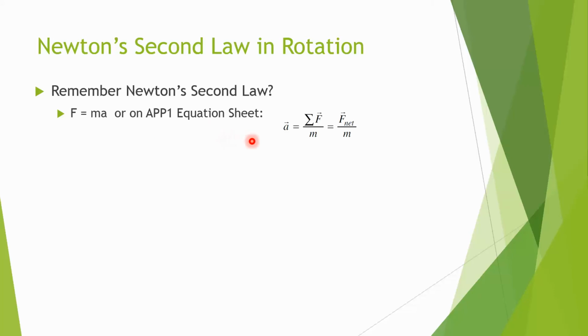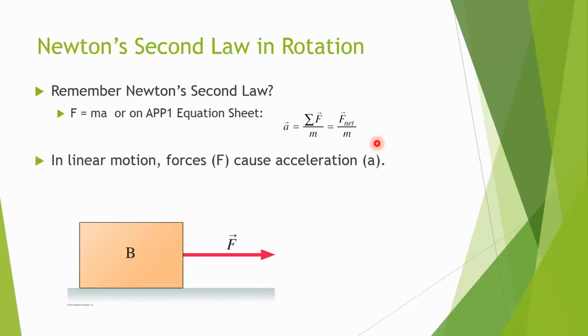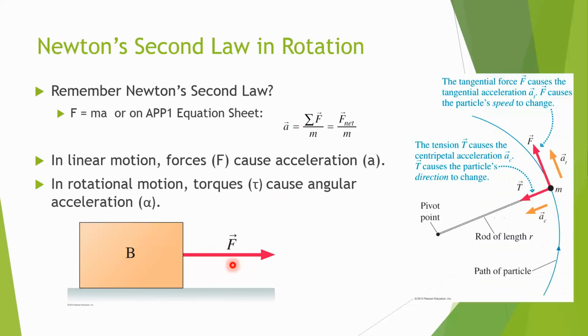On the AP equation sheet, it looks like acceleration equals the sum of the forces over the mass, or net force over the mass is equal to acceleration. So when we talked about linear motion, we said that a force will cause an object to accelerate. When we look at rotational motion, let's say we have an object, a pivot point, and a rod and an object at the end, and the object rotates around. For a rotational motion, instead of a force, now we're going to have a torque, and the torque will cause angular acceleration. So torque is replacing force, and alpha is replacing a.